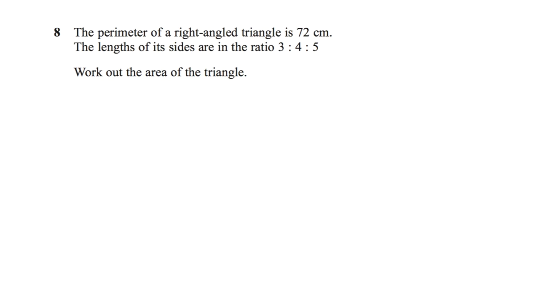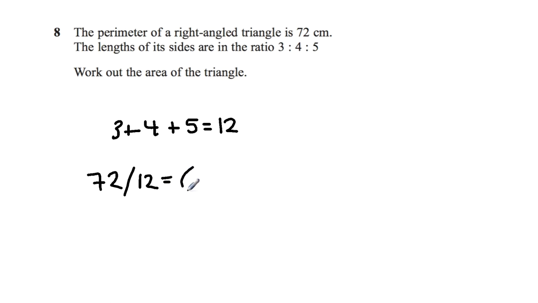So the first thing I'm going to do is add up the parts. So we have 3 plus 4 plus 5, which equals 12. Now our next step is to find how many times 12 goes into 72. So we're going to do 72 divided by 12, which is 6. So each part is worth 6.